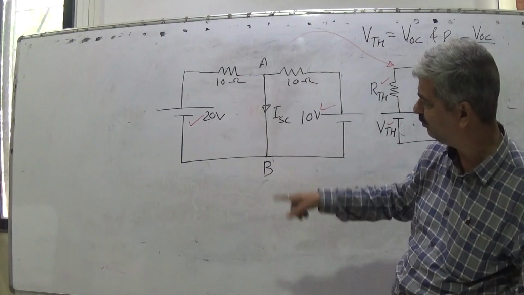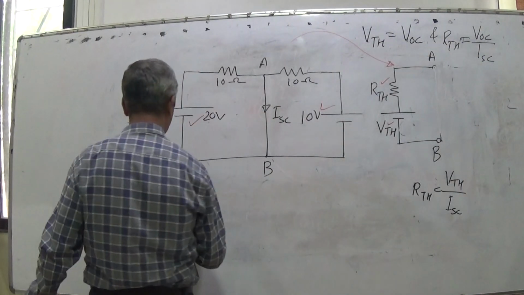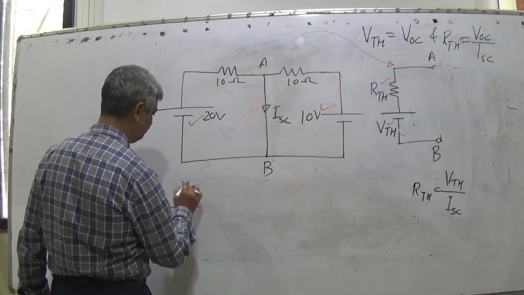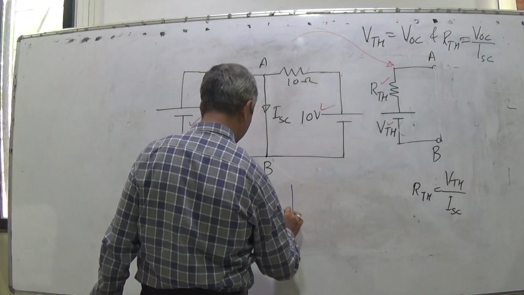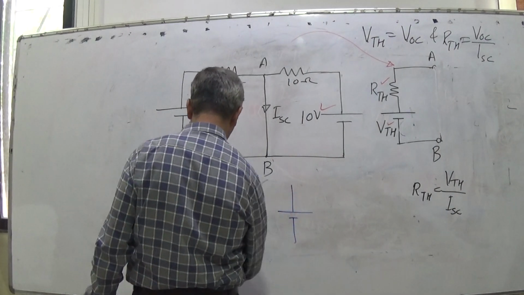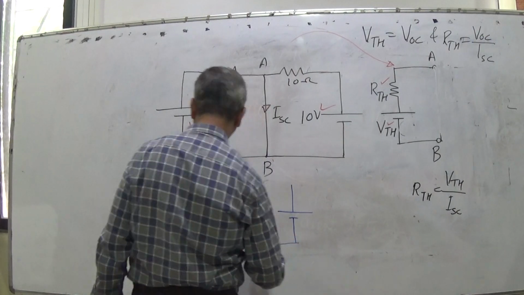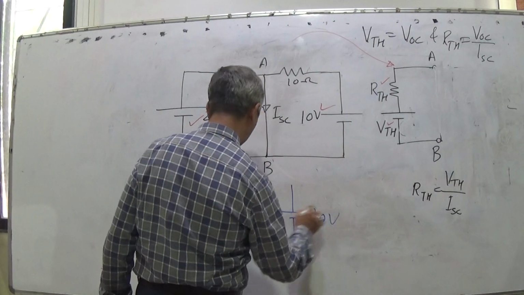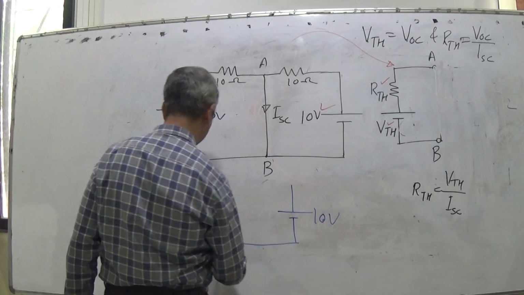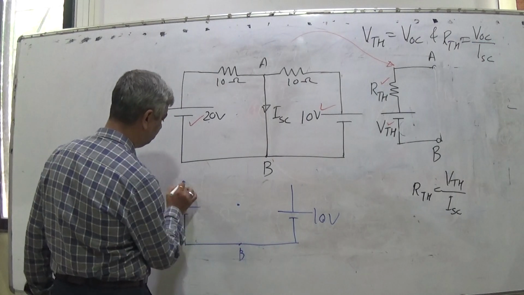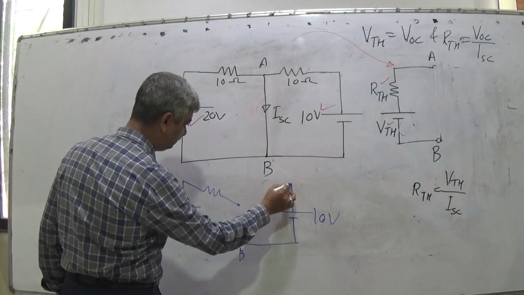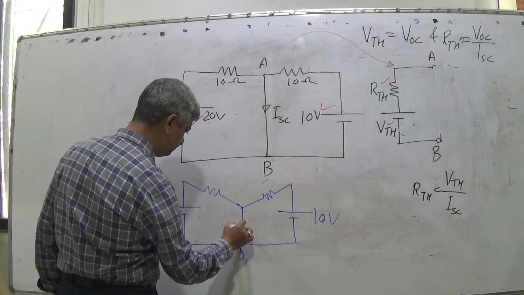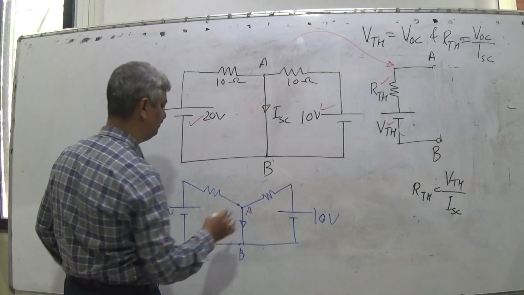But now I will draw the same circuit pictorially different. Circuit is same. Absolutely, it is electrically same circuit. 20 volt, 10 volt, point B, point A.